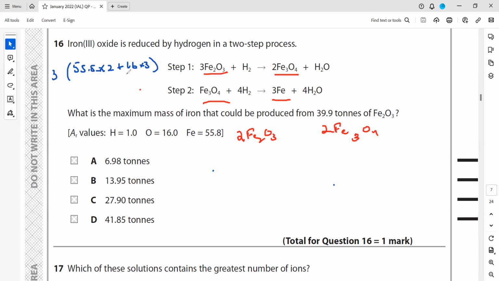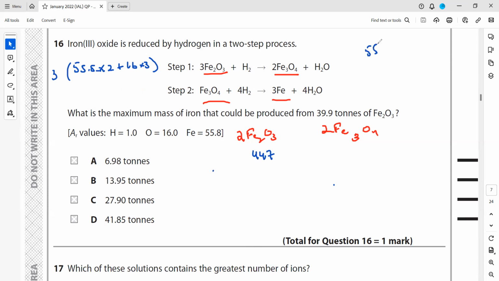55.8 multiplied by 2 plus 16 into 3. This will be 48. Okay, so this mass is 447. What about the mass of iron, the second compound of iron?